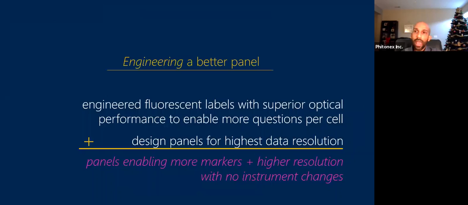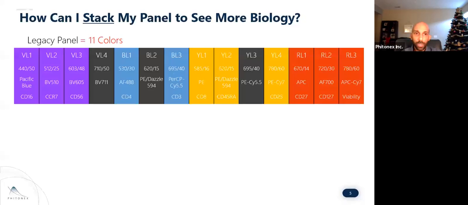With that being said, how can we change the game in the field of flow cytometry? At Phytonics, we thought about being a game changer by engineering a better panel. To engineer that better panel, we took superior optical performing fluorescent labels, combined them with panel design to achieve the highest data resolution, which enables us to use panels with more markers and higher resolution with no instrument changes. So that's the key. You can use whatever cytometer is in your lab and really get the most out of it. And I'll show you how to do that.